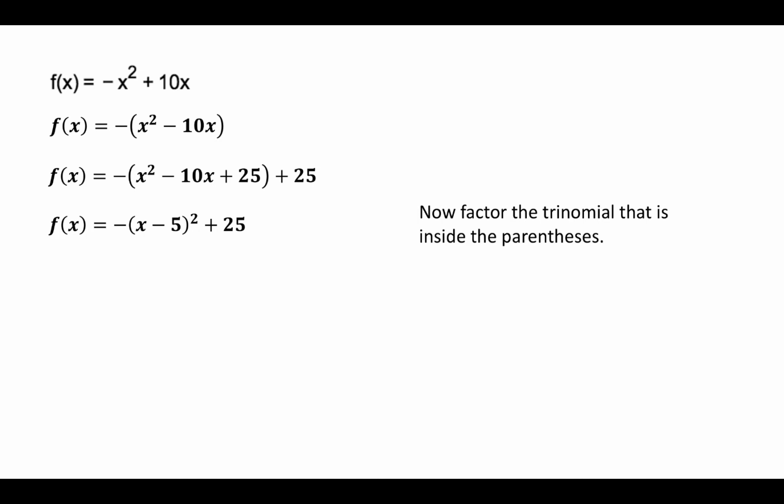So now let's talk about the transformations that cause this graph to differ from the graph of y equals x squared. First, we see that we will be subtracting 5 from x. This is inside the parentheses before we square, so this indicates a shift to the right of 5 units. We also see that we have a reflection about the x-axis. This is because of the negative that exists outside of the parentheses. Then we see that we have a vertical shift of 25. This is because we are adding 25 to the function.